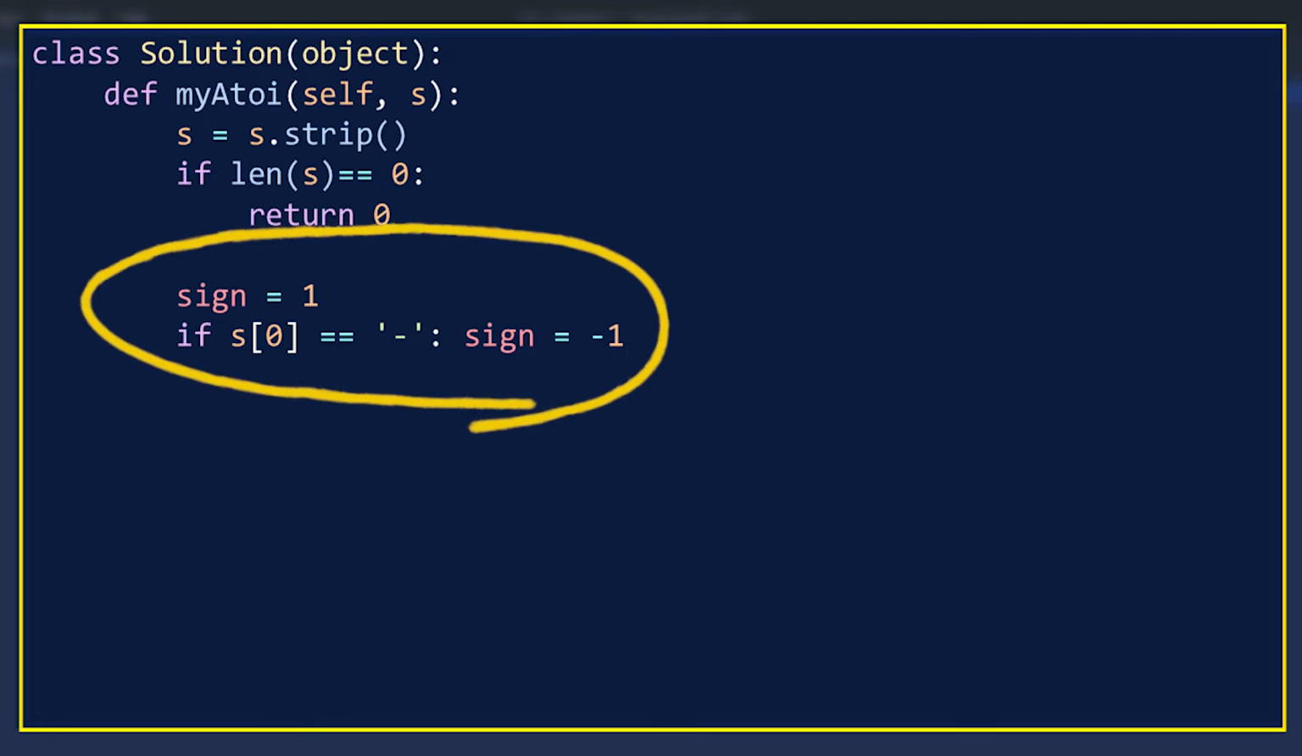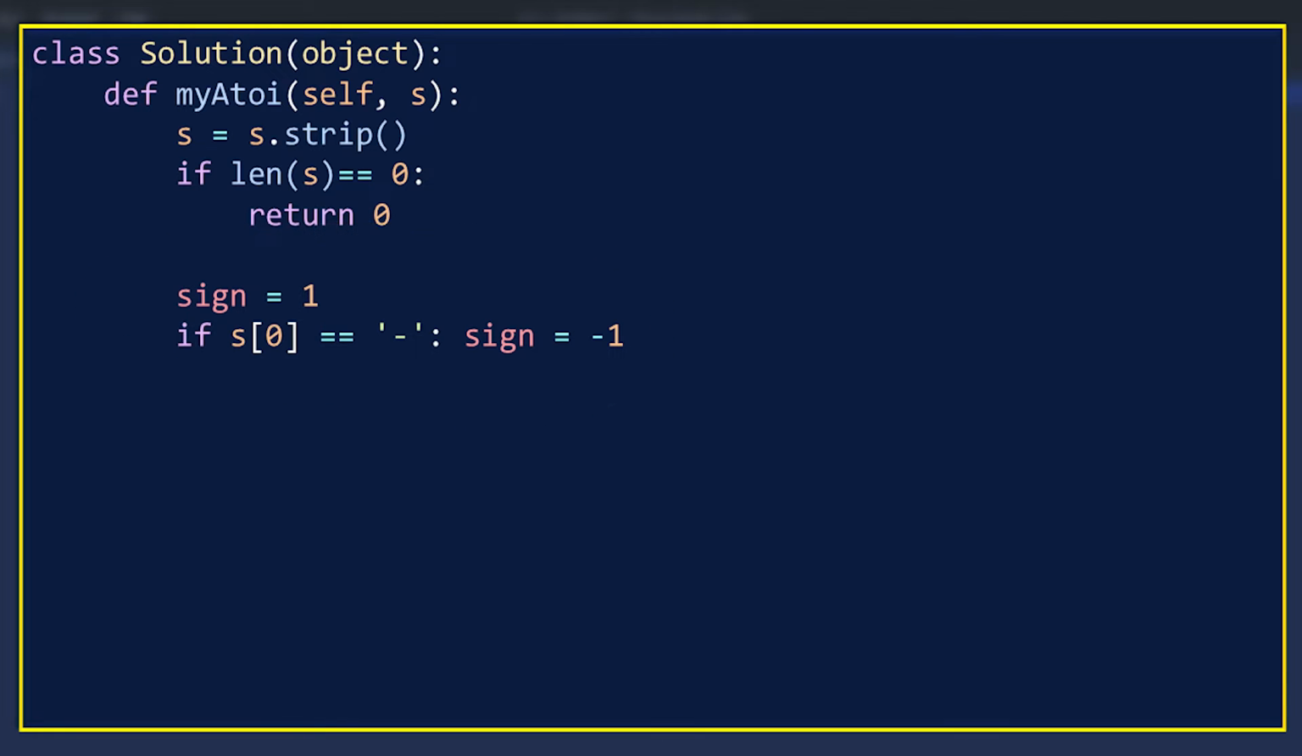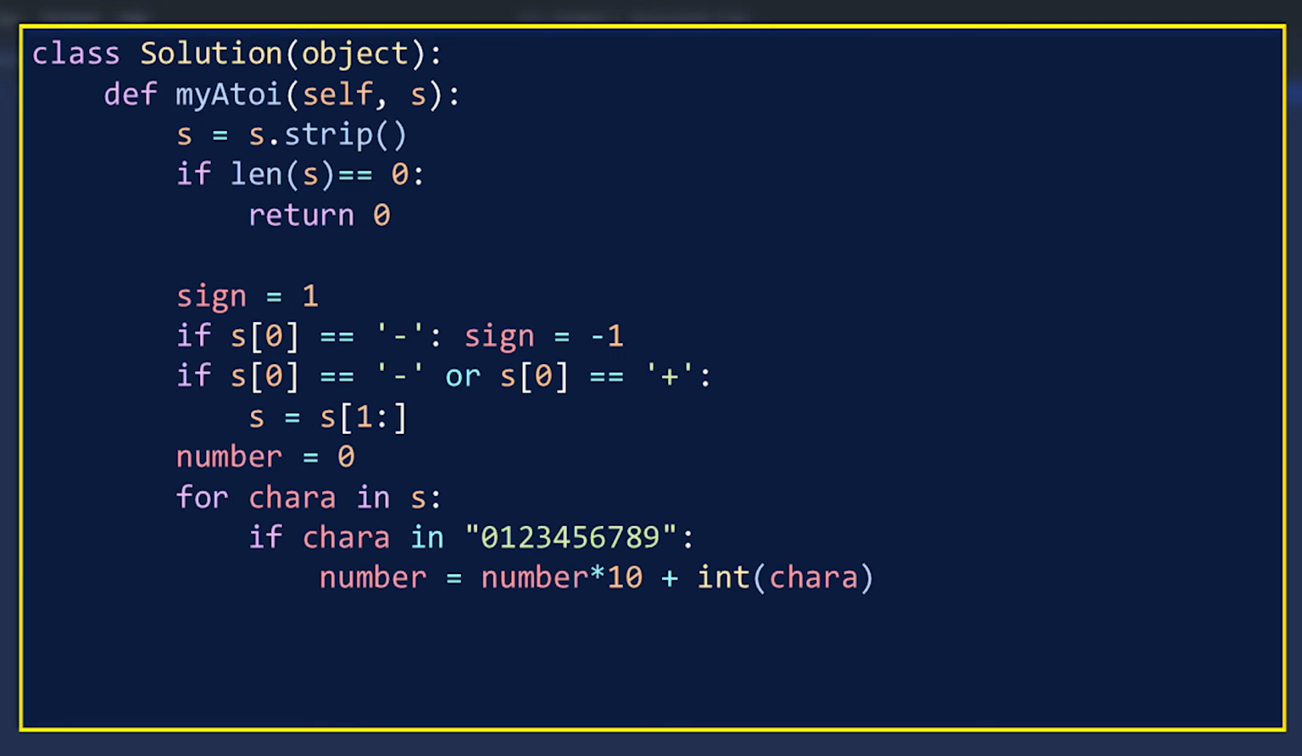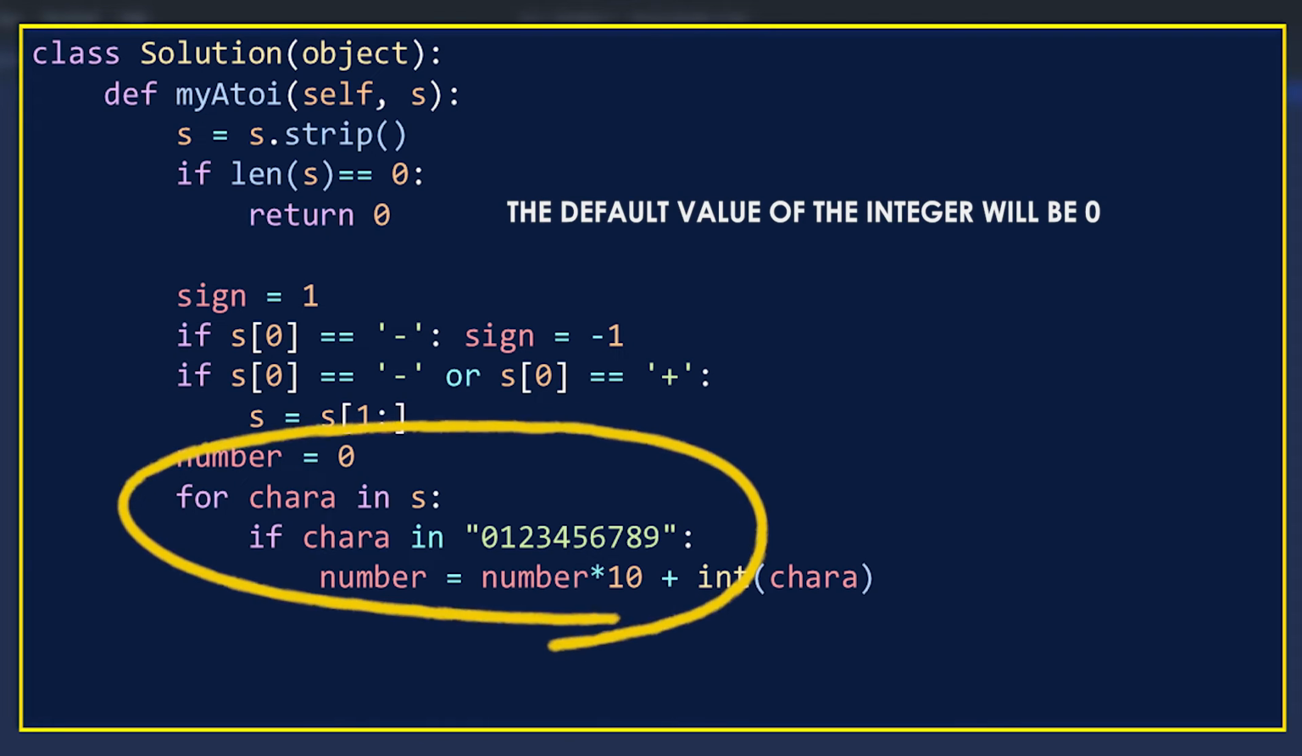Next, we need to check if the number is positive or negative. So if we have s of 0 as minus, we put the sign as -1, or if we have the default sign, the sign is 1. If the first character of the string is plus or minus, just ignore them for now and start the string with the second character. We then keep iterating over different characters in the string.